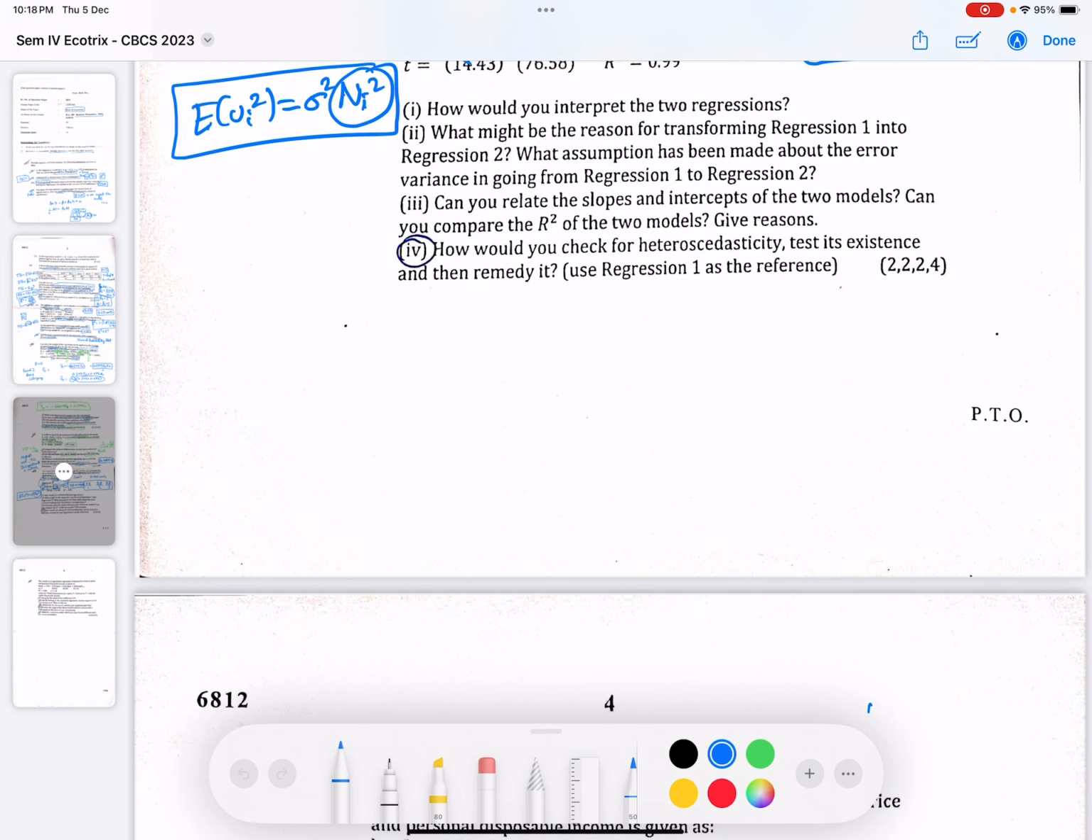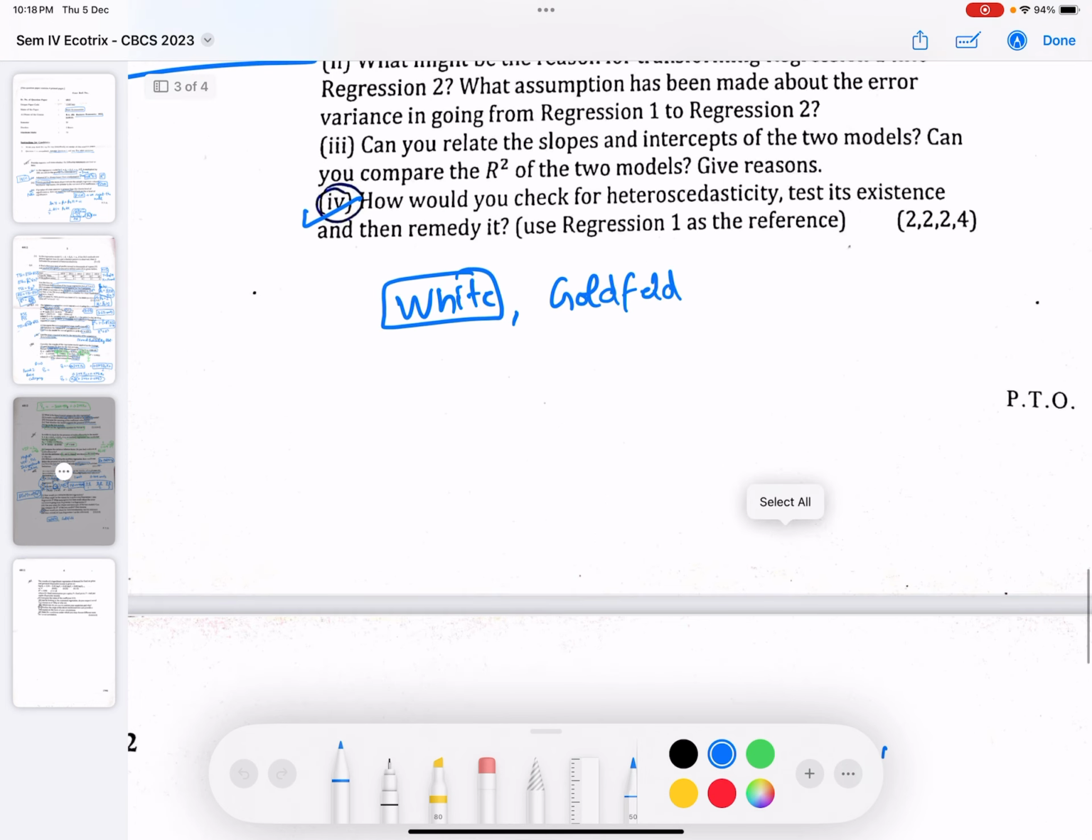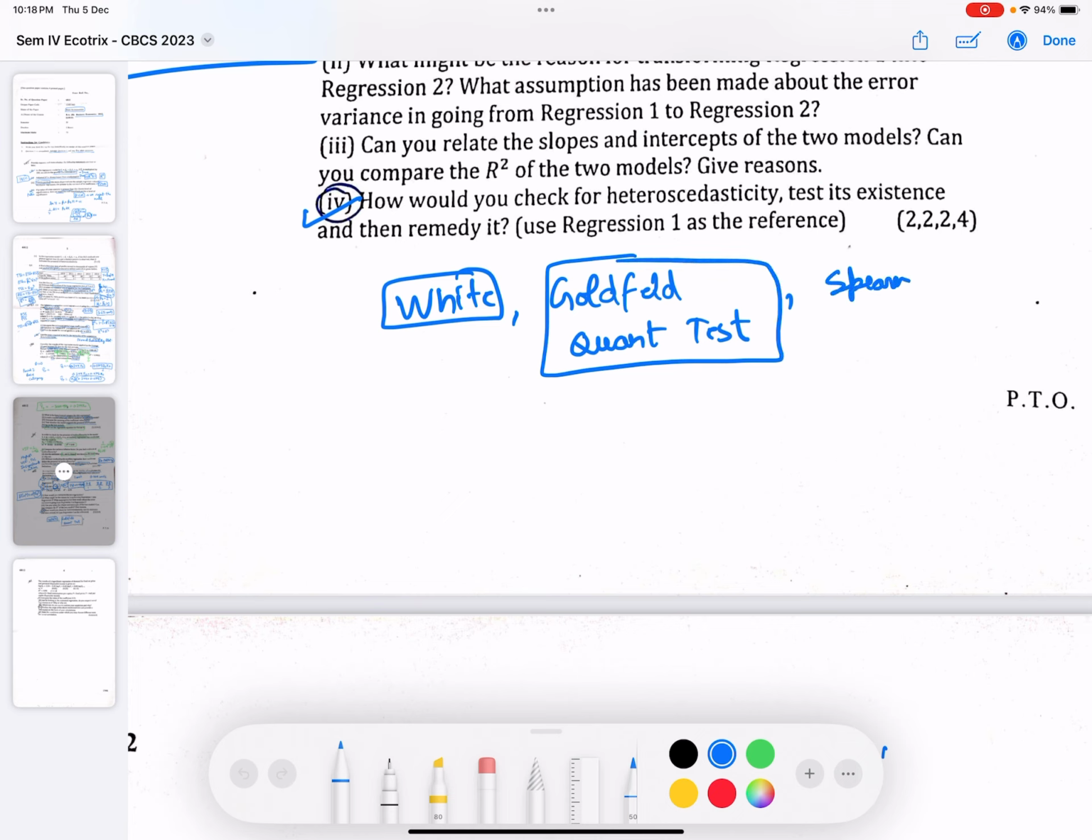Okay. How would you check for heteroscedasticity? Test its existence and then remedy it. We have the White test with us. We have the Goldfeld-Quandt test. And then we have the Spearman rank correlation test. We can use either one of them to test for it.